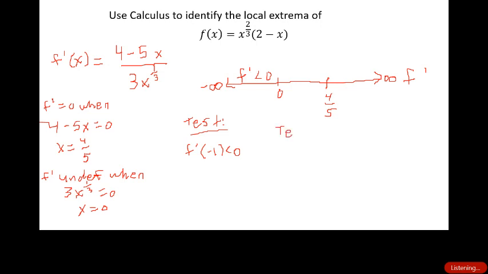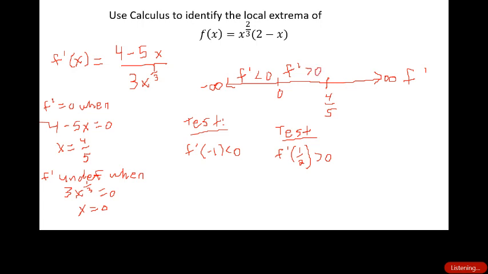Then we've got the interval between 0 and 4/5, and we're going to pick a test point between 0 and 4/5. Let's pick 1/2. So we're going to take 1/2 and plug it into the first derivative, and we're going to see whether this is positive or negative. So 4 minus 5 times 1/2 divided by 3 times 1/2 to the 1/3 is going to be a positive number. Since our test point came out positive, that means our derivatives are positive for that entire interval.